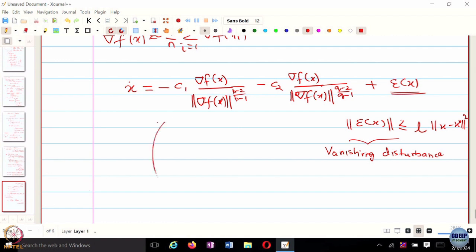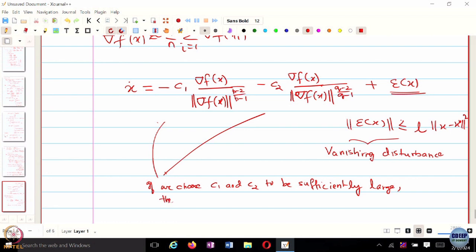What we are going to show is that if we choose c1 and c2 to be sufficiently large, then we would still converge in a fixed amount of time, even in the presence of disturbance. So if you have a vanishing disturbance like this, you are still guaranteed to converge in a fixed amount of time as long as you choose c1 and c2 to be sufficiently large. This also answers your question regarding ISS. You do not really need ISS, but a large gain kind of c1 and c2. If you choose c1 and c2 sufficiently large, you can actually subsume this disturbance. Let's see how.